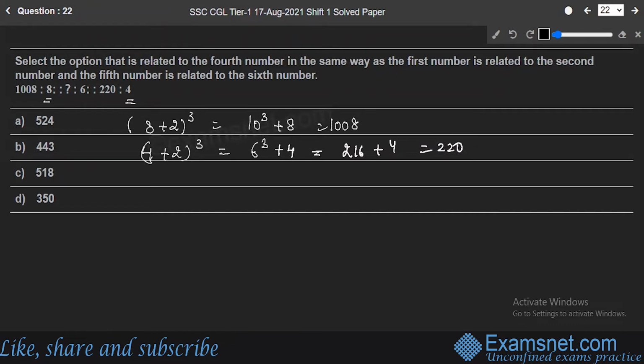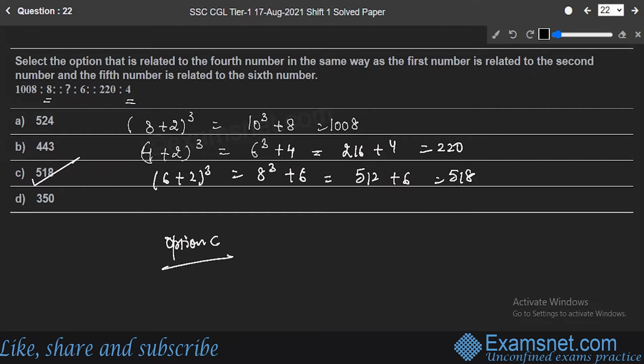So I think we are on the right track. So 6 plus 2 cube gives you 8 cube plus 6. What is 8 cube? It is 512, plus 6 gives you 518. So option C is the correct answer to the question. Hope you are clear.